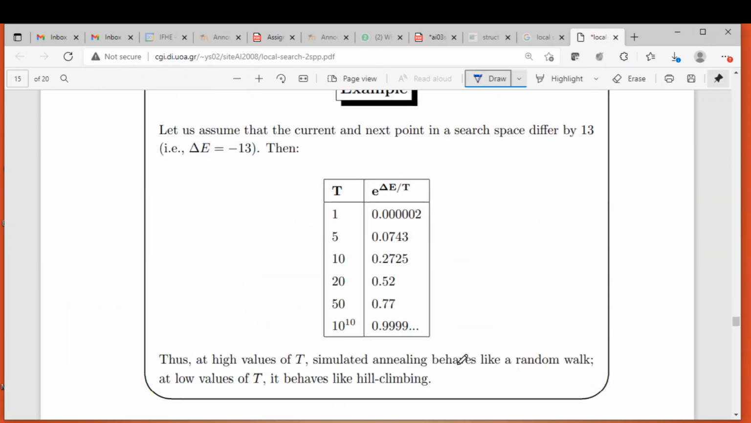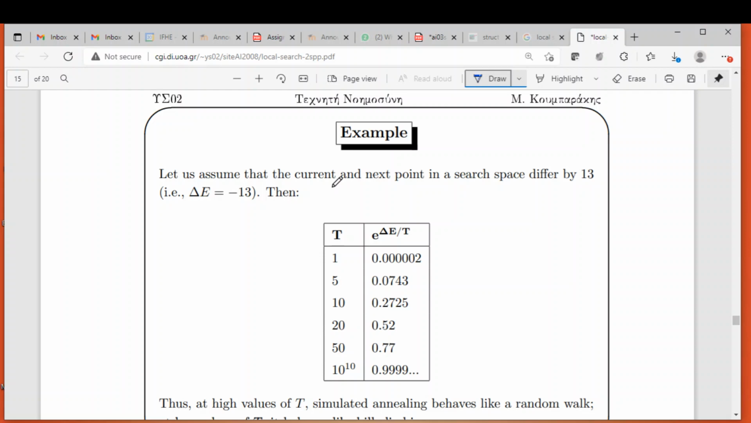An example is given here. Let us assume that the current and the next point in the search space differ by minus 13. That means the next state is not better than the current state. Only if it is positive is the next state better than the current state, because we are doing next minus current. Then will we accept it? Yes, we may accept with the probability of e to the power del E by t. But again this depends on the value of t.